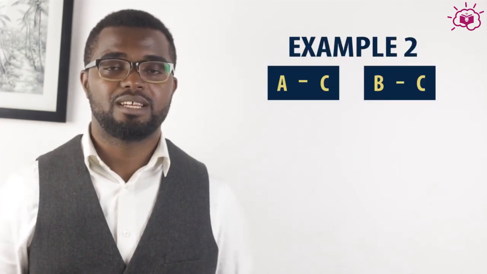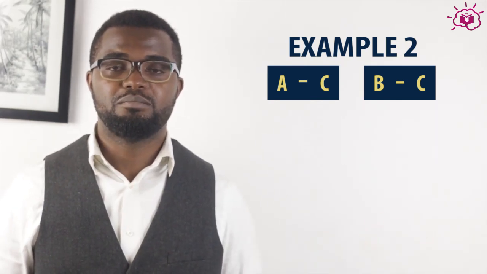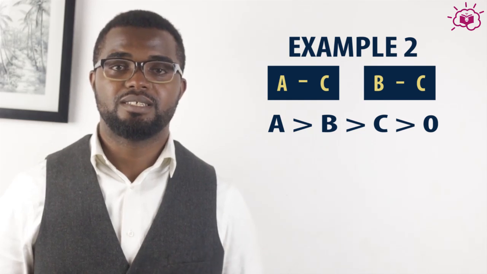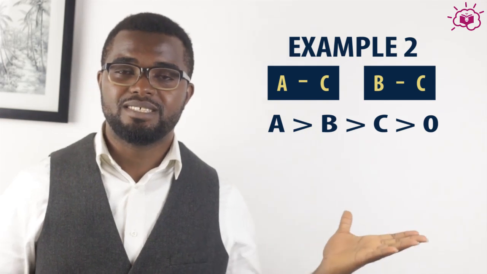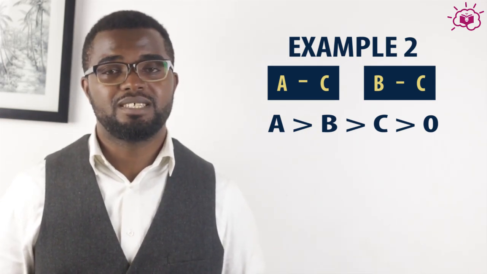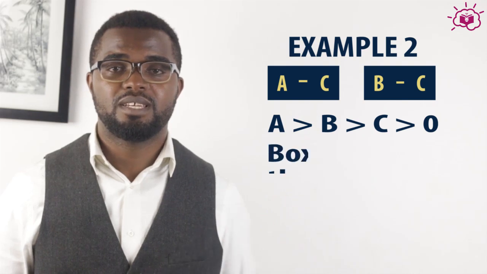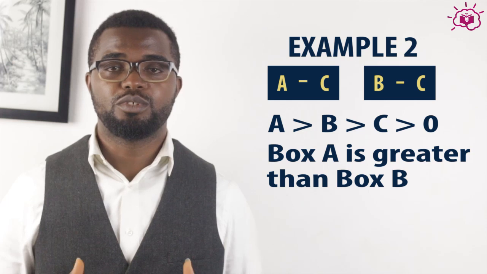Another example would be, there are two boxes beside me here, with box A having A minus C and box B having B minus C, with a condition that states that A is greater than B, B is greater than C, and then C is greater than 0. Now, since A is greater than B, box A says A minus C, and box B says B minus C. So since A is greater than B, that would mean that box A is greater than box B. So you can conclude in your answer that box A is greater than box B, which will give you the option of choosing A.